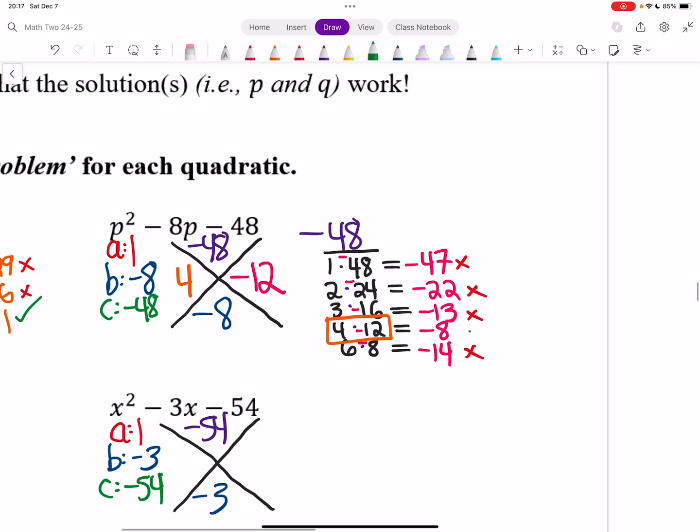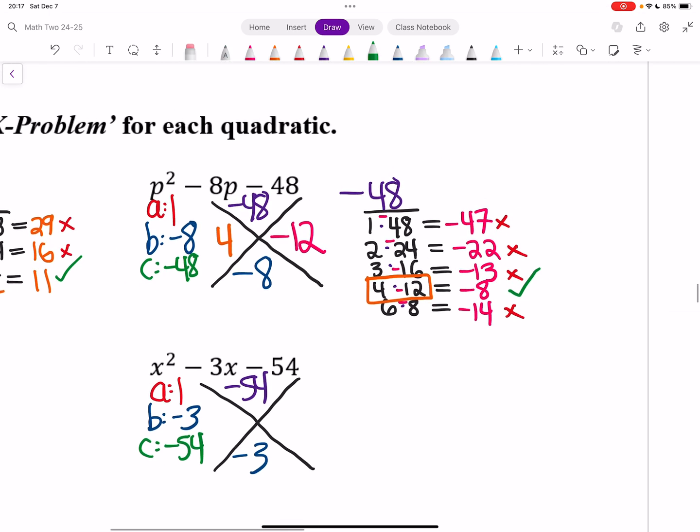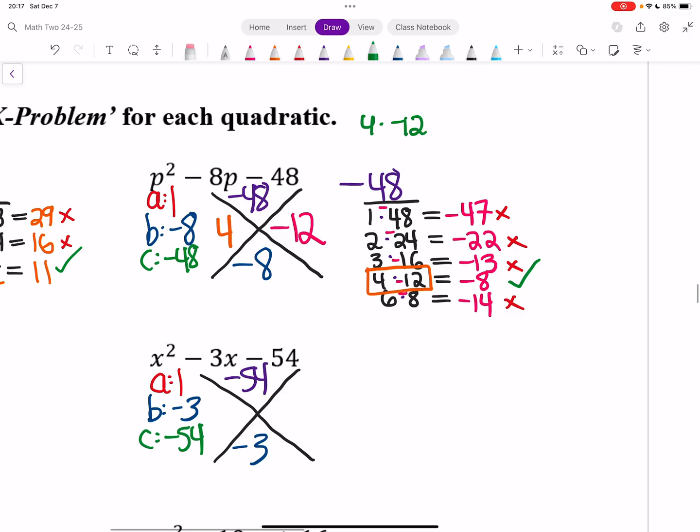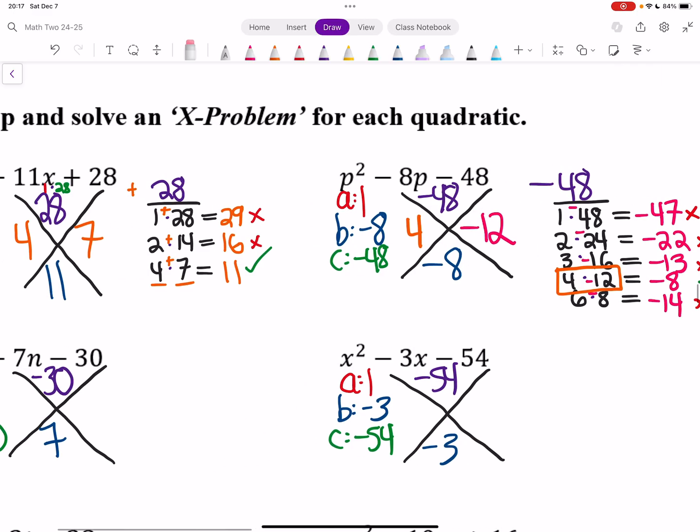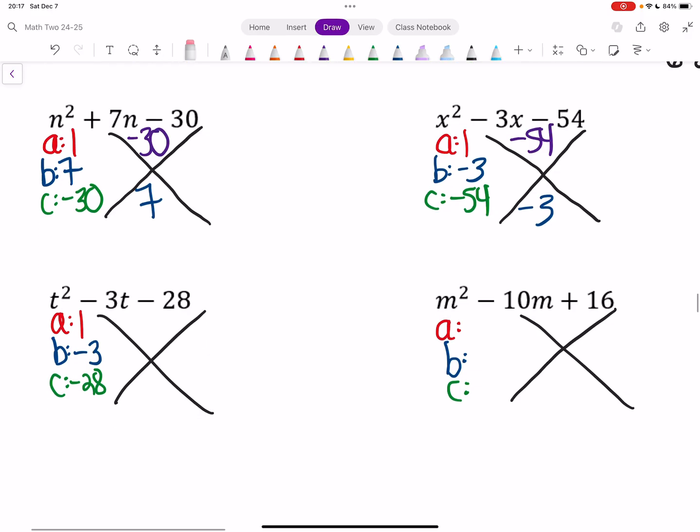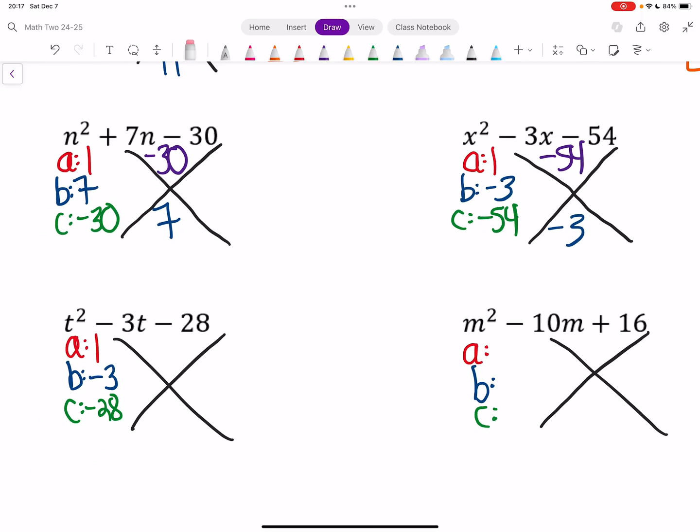Lastly, let's check. Let's make sure that 4 multiplied by negative 12 is equal to negative 48, and then also that 4 add negative 12 is equal to negative 8. If I check in my calculator, that's negative 48. That's negative 8. And it checks out. This is the solution to the X problem. Don't forget to do that check at the very end just to make sure that you didn't make any simple mistakes. Let's take a look at this X problem with N.